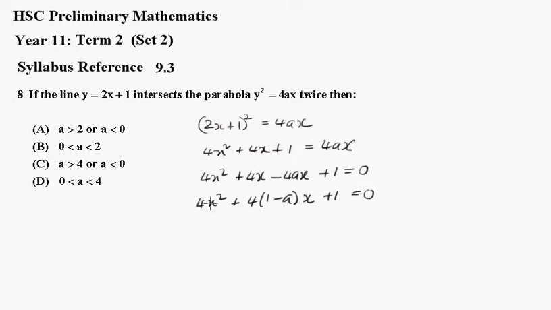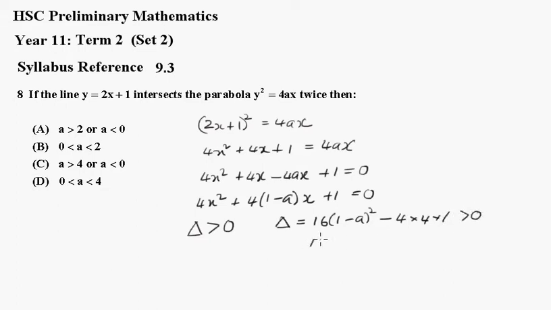Now, if we solve that quadratic and we get two solutions, that means that the line must have cut the parabola in two places. Now, for that to happen, the discriminant must be just greater than 0, not greater than or equal to 0. So let's have a look at the discriminant. The discriminant will be equal to b squared, which is 16 into 1 minus a all squared, minus 4 times the a, which is the 4, times the 1, and that's got to be greater than 0.